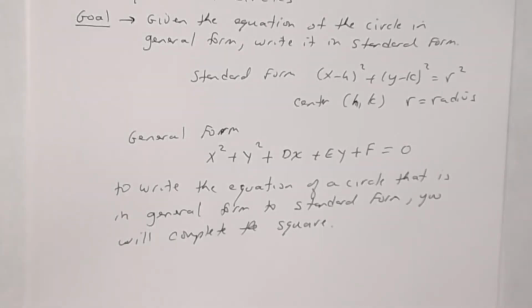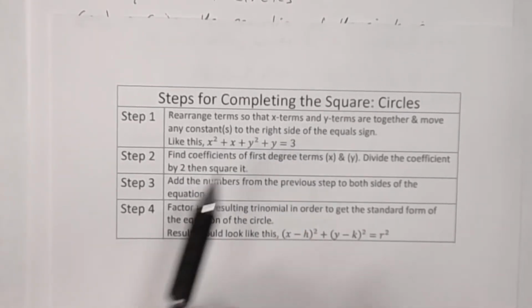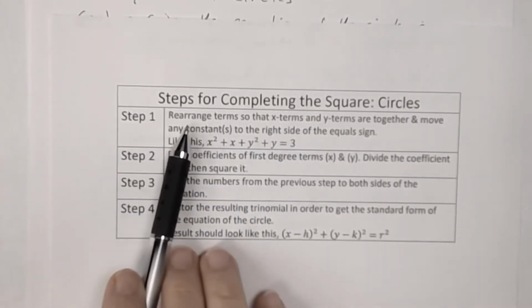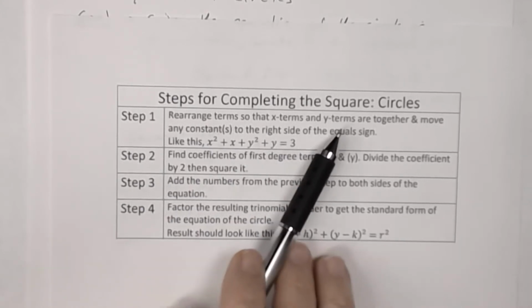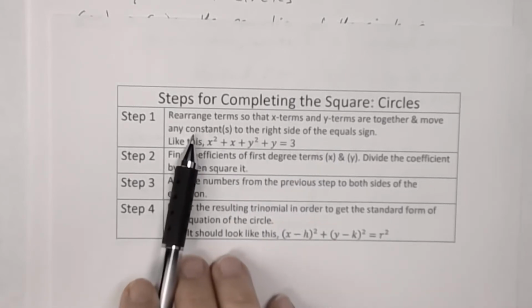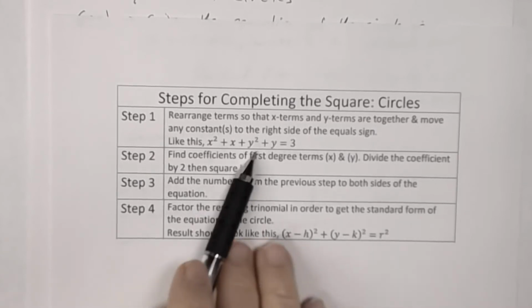Here are basically the steps that you're going to go through. These are the steps for completing the square with circles. Step 1 is you're going to rearrange the terms so that x terms and y terms are together, and then move any constants to the right side of the equation, or to the other side. So it looks something like this.